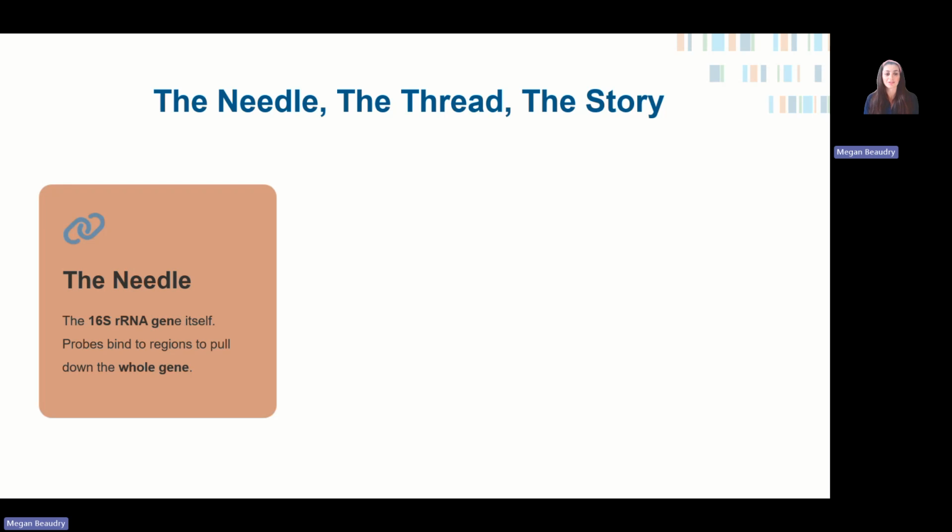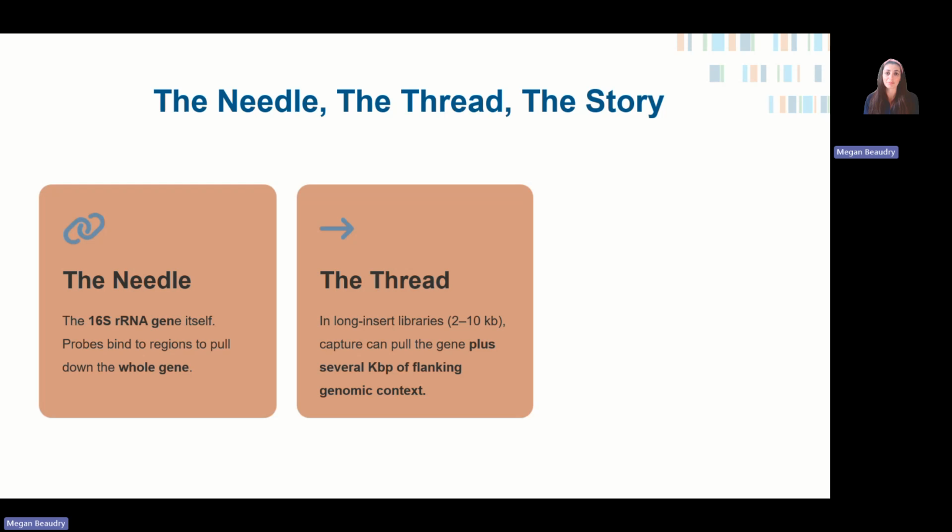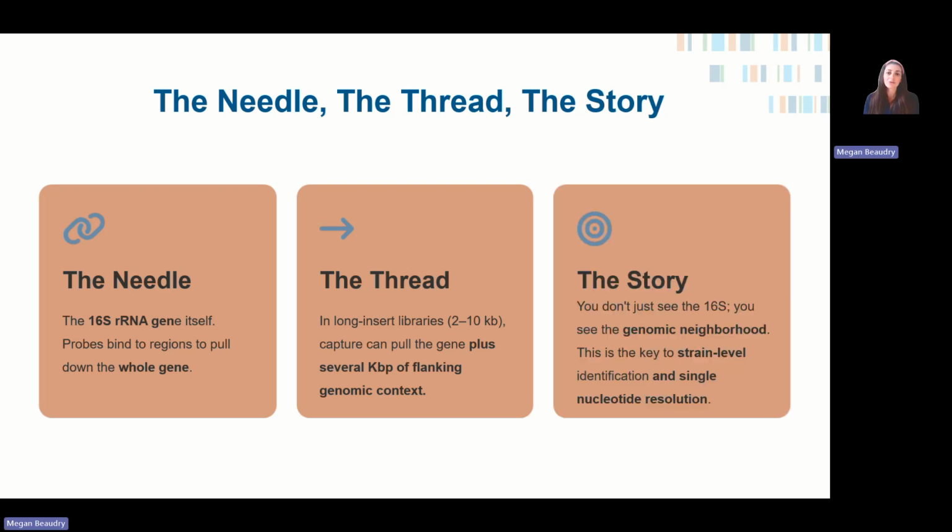So to summarize what we've just talked about, we essentially have the needle, the thread, and the story. The needle is the 16S rRNA gene itself. Probes bind to regions to help pull down the entire gene. The thread is our long insert libraries, which can range from 2 to 10 kb in length, as capture can pull down the gene plus several kb of the flanking regions. And our story is that you don't just see the 16S, you see the entire genomic neighborhood. And this is the key to strain level identification and single nucleotide resolution.